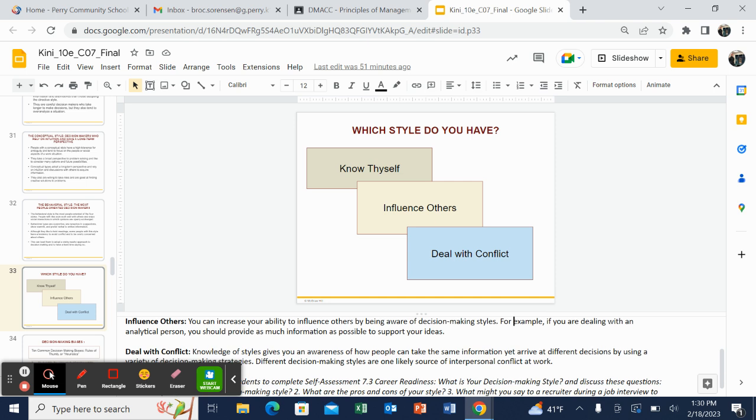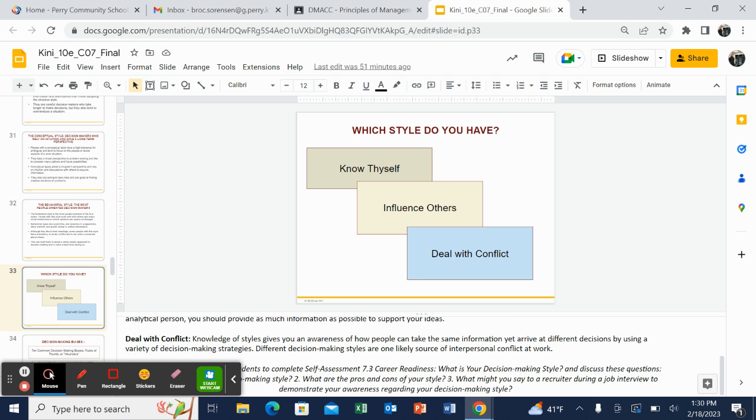So you can increase your ability to influence others by being aware of decision-making styles. For example, if you're dealing with an analytical person, you should provide as much information as possible to support your ideas. And then it can also help you deal with conflict.